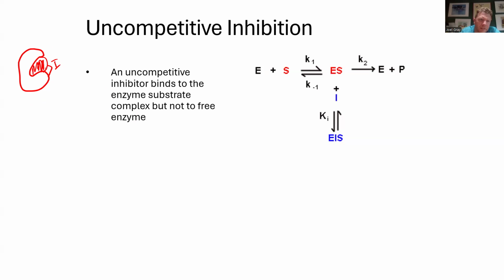If we look at this contour, this groove right here and here, they might only be present when the substrate's present. So this is a site that basically is not present without the substrate being present. Now, the result of this is a decrease, a lowering of Vmax.